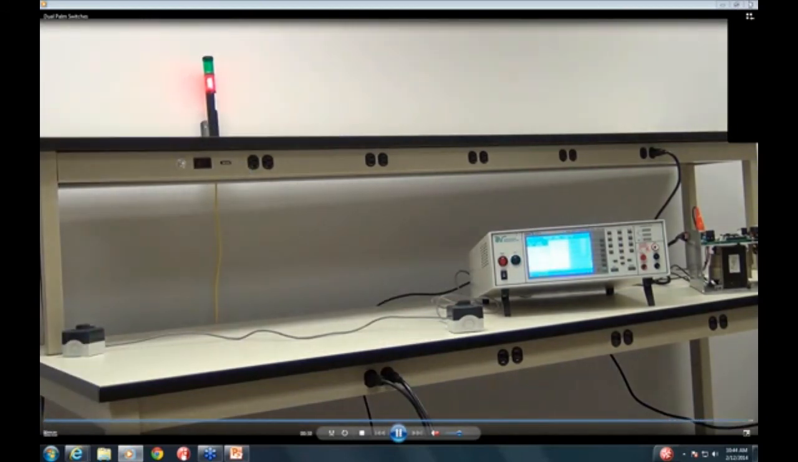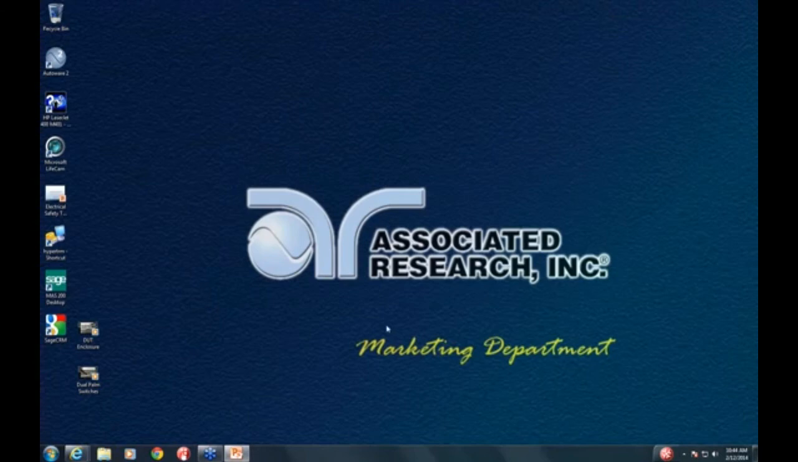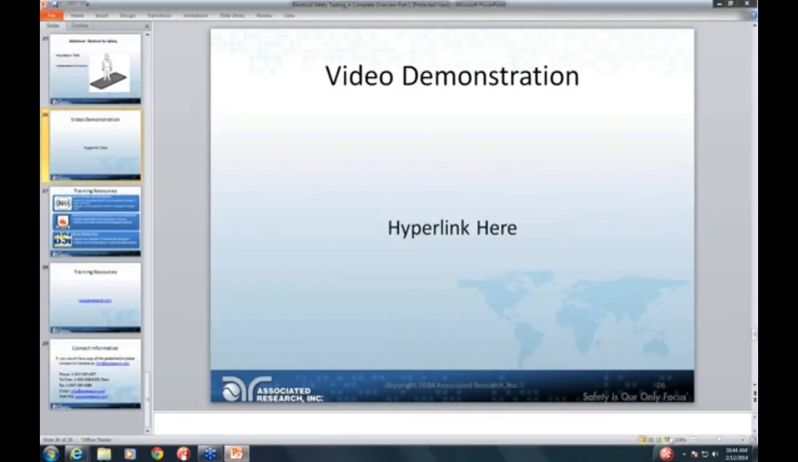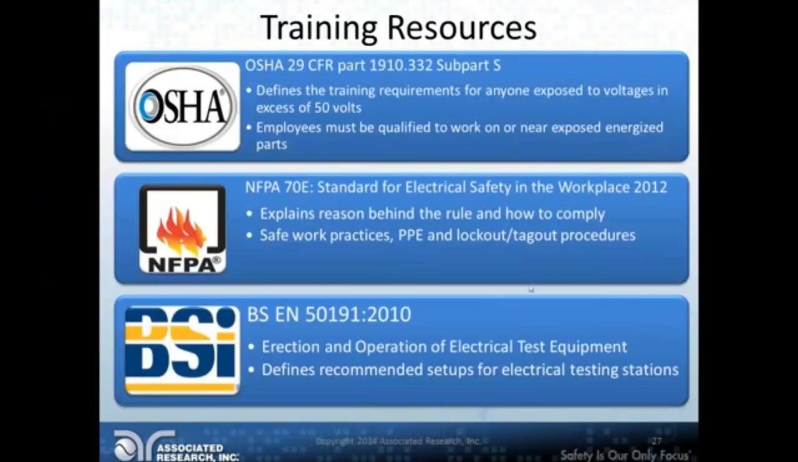So that's just another example of how you could easily, with just a few different devices, set up your workstation to make it a lot safer for the user, not only the user, but the other people involved as well.